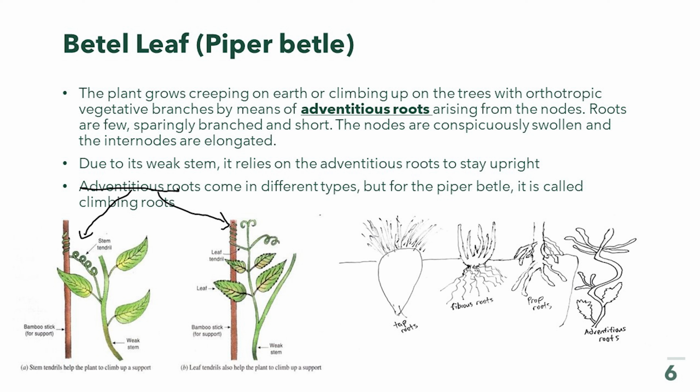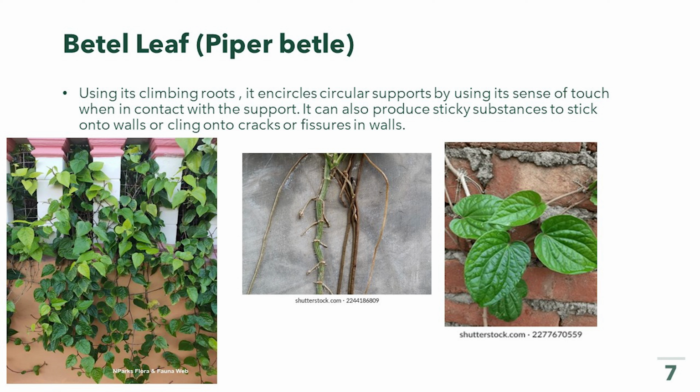As you can see, the weak stem is shown in the picture. There are different types of roots also on the right: tap roots, fibrous roots, prop roots, and then obviously the adventitious roots. Using its climbing roots, it encircles circular supports by using its sense of touch. So when it touches a support, it curls in and clings onto the support. It can also produce sticky substances to stick onto walls or cling onto cracks or fissures in walls.